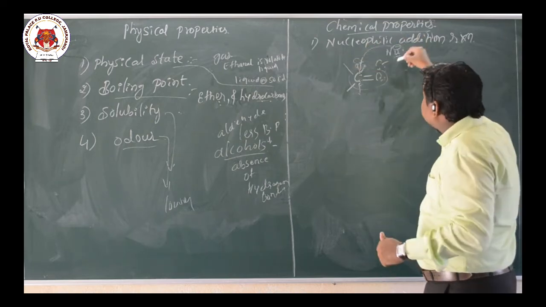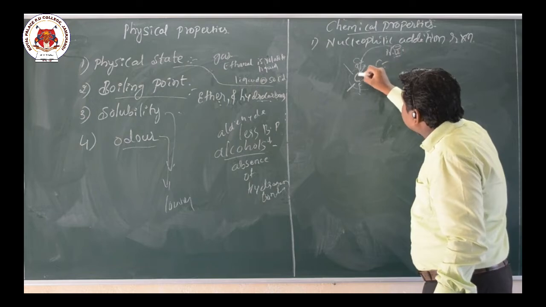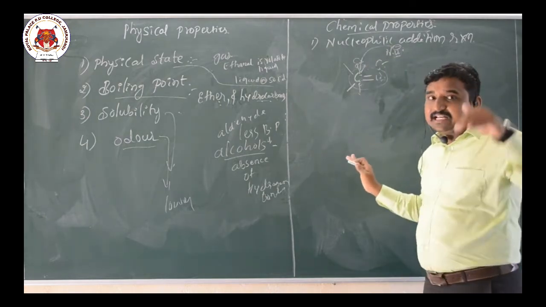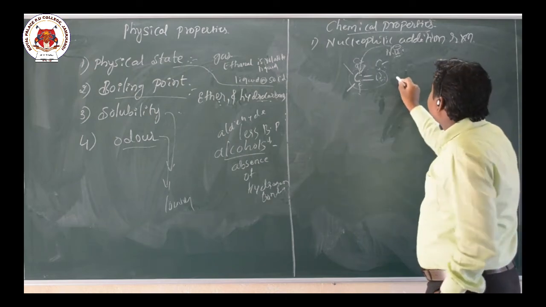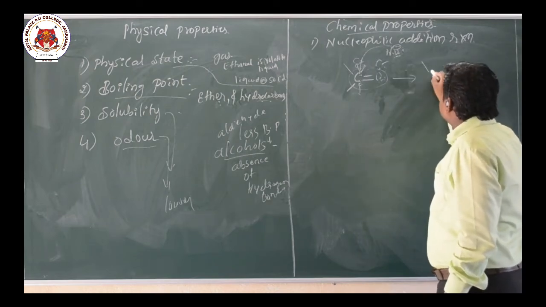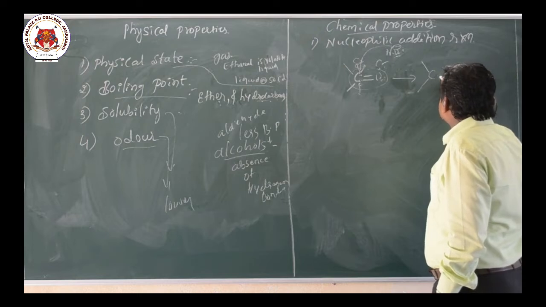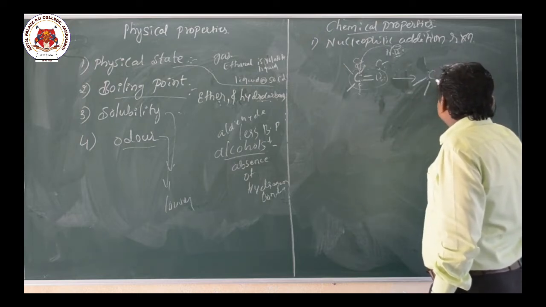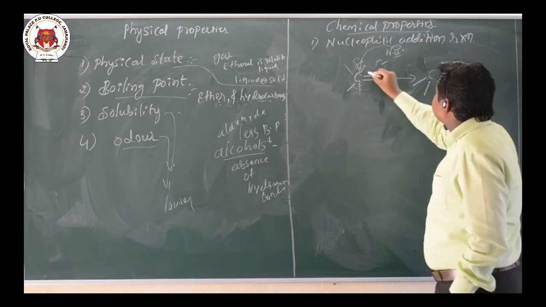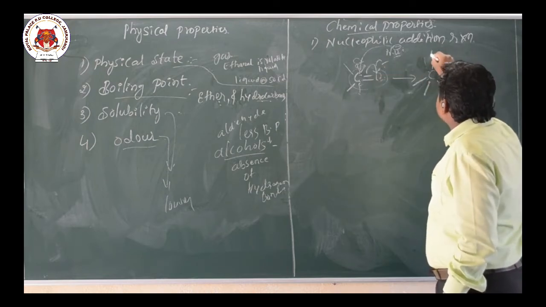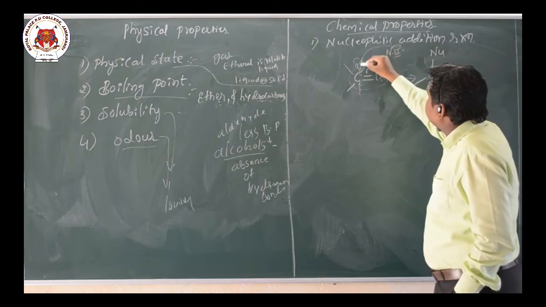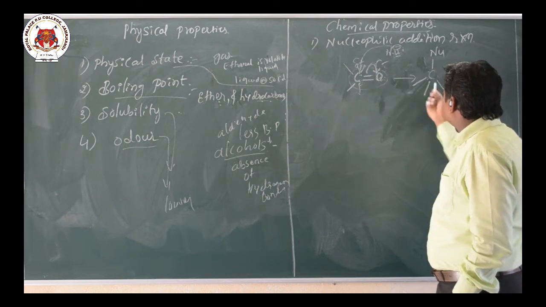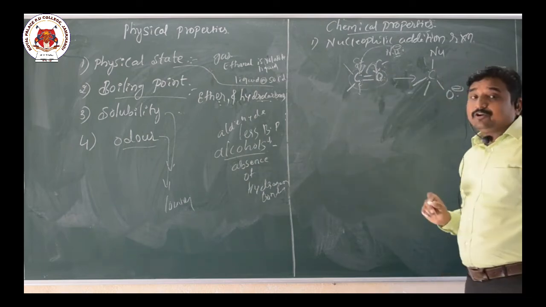It attacks exactly perpendicular to the plane of the paper, exactly perpendicular to the plane. So an intermediate will be formed. The electrons shift here, and with the attack of the nucleophile, oxygen takes the electrons towards itself, and there is a formation of an alkoxide ion.